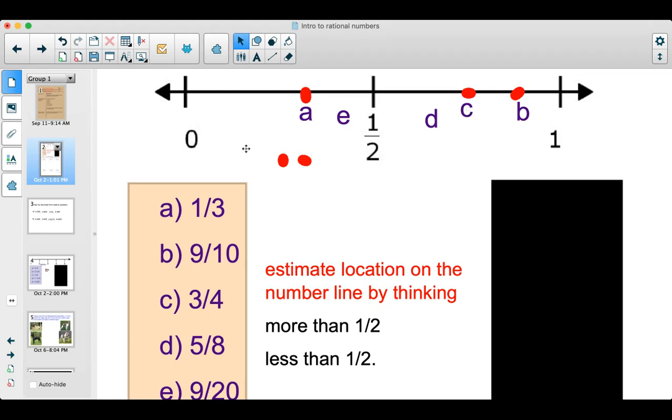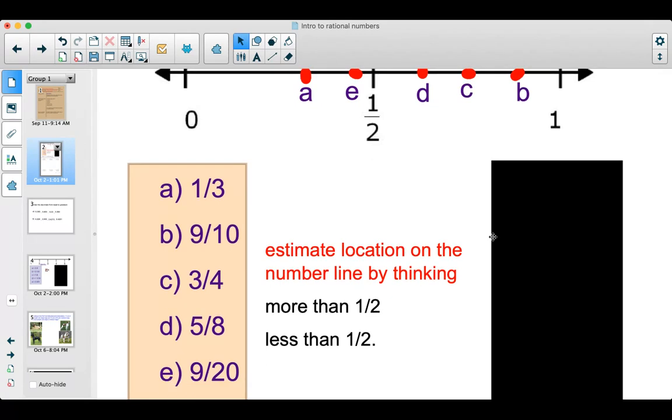For 5/8, I want to think about breaking up into 8 equal sections. Half of 8 is 4, so 4/8 would be right here. 5/8 would just be one more section over, something maybe like that. Okay, the last one, 9/20. Half of 20 would be 10. I have 9 instead of 10, so I'm close. I'm just a little bit before 1/2. So my numbers would be somewhere around there.